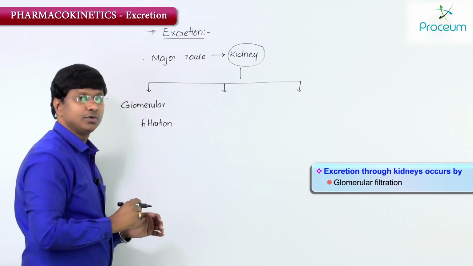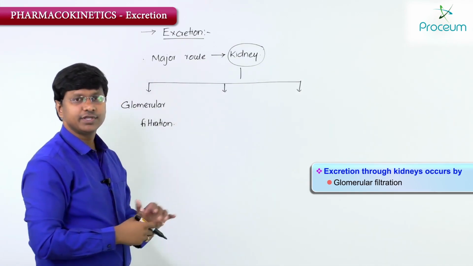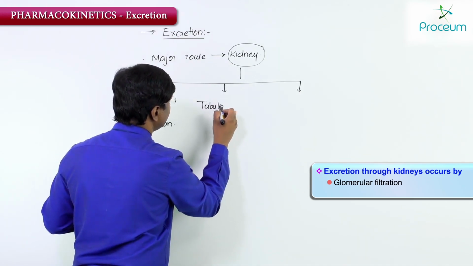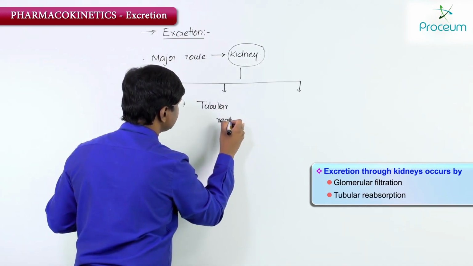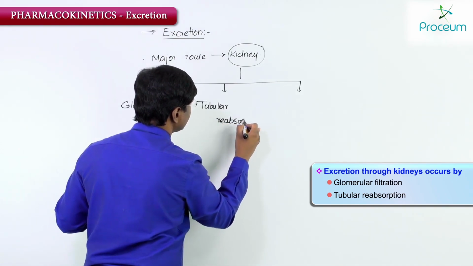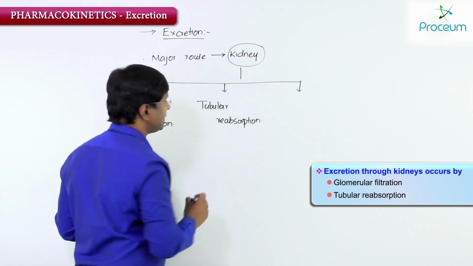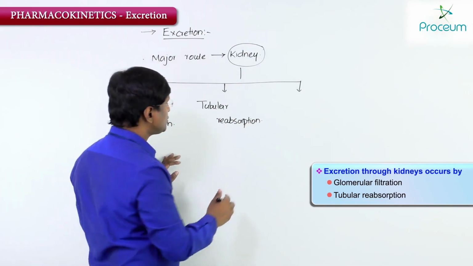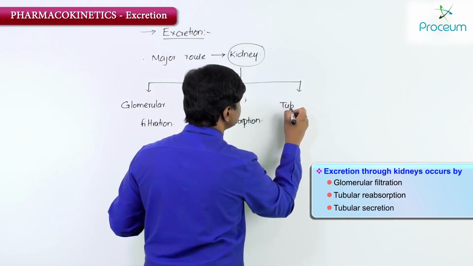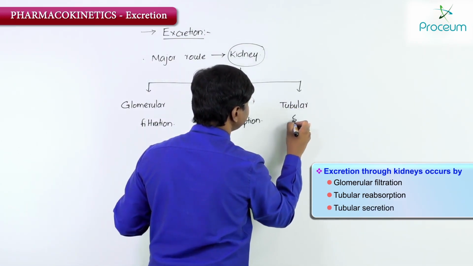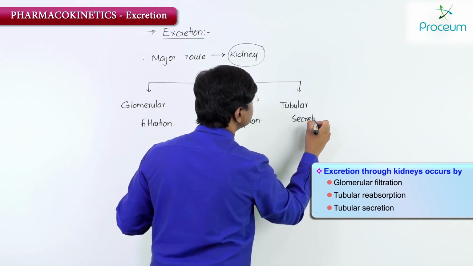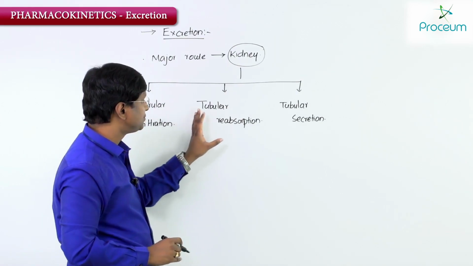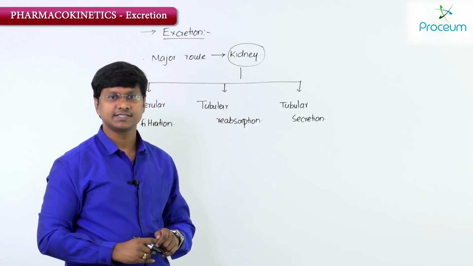and excretion through the kidneys also occurs by tubular reabsorption, and by tubular secretion. Now you take this glomerular filtration, tubular reabsorption, as well as the tubular secretion.